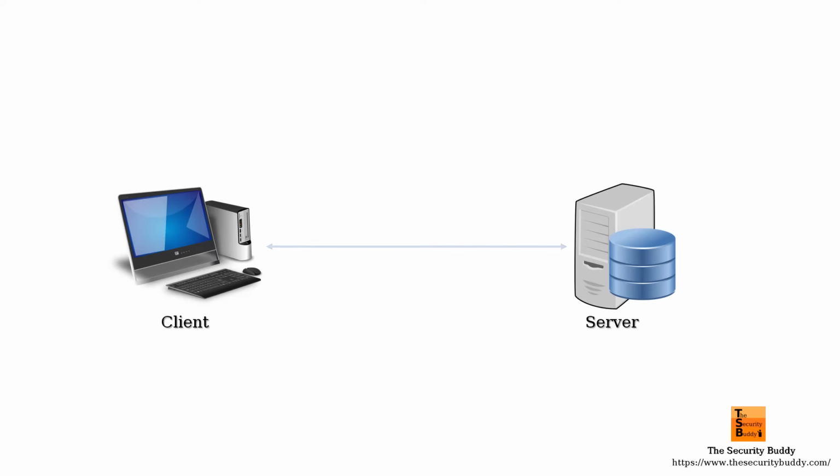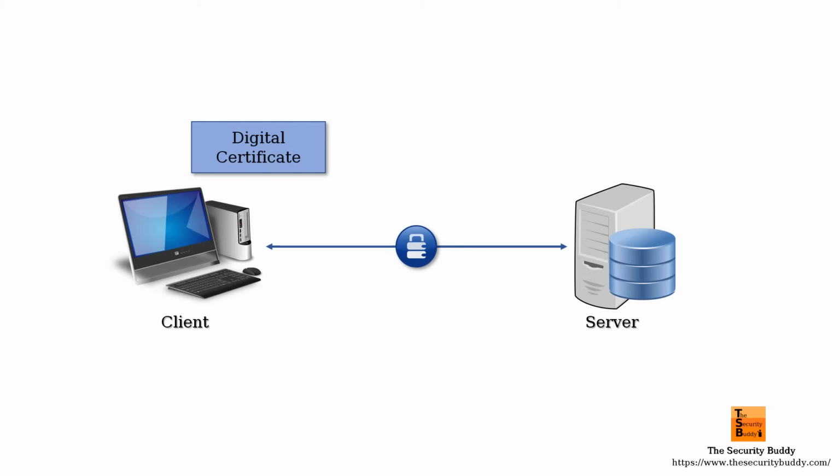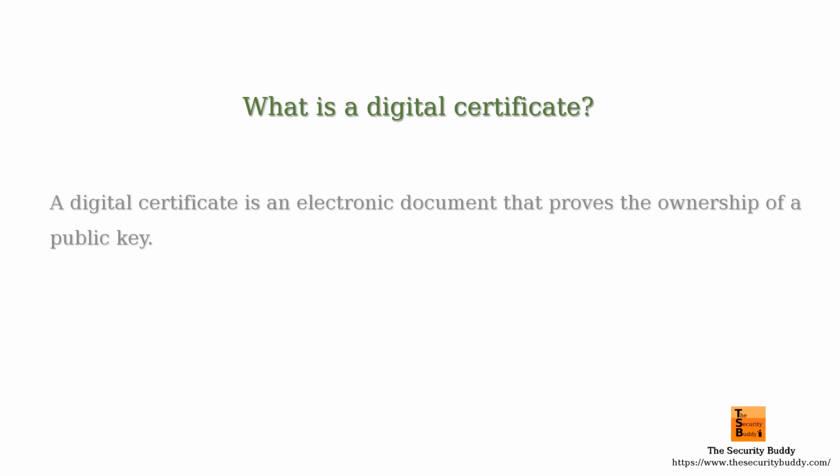Encrypted connections like TLS or SSH use public key encryption to authenticate the server and the client. When the communication starts, the server sends its digital certificate to the client. This digital certificate contains the public key of the server. A digital certificate is an electronic document that proves the ownership of a public key.